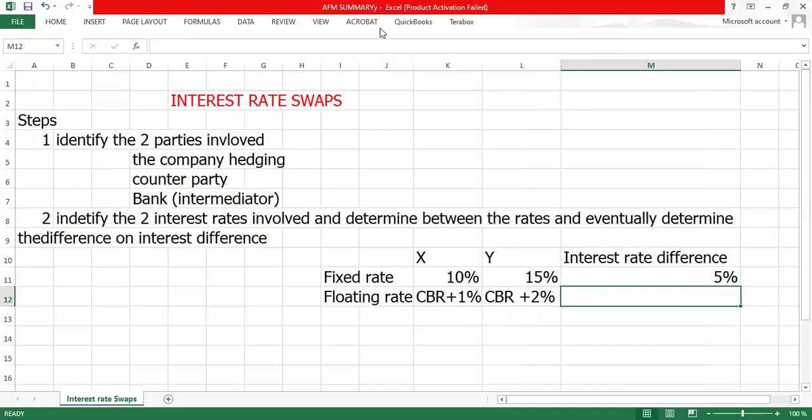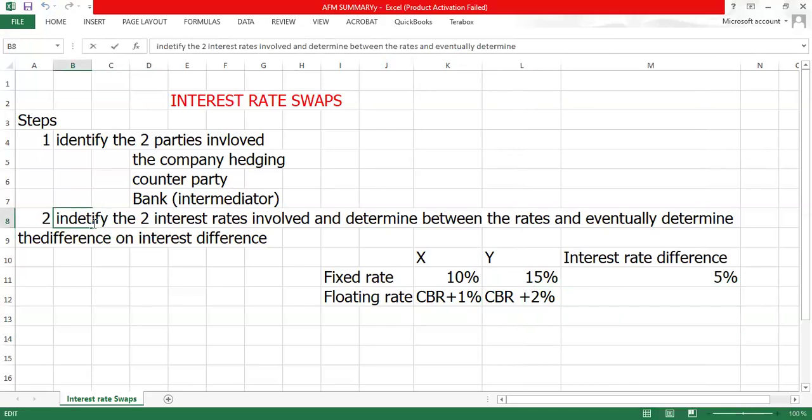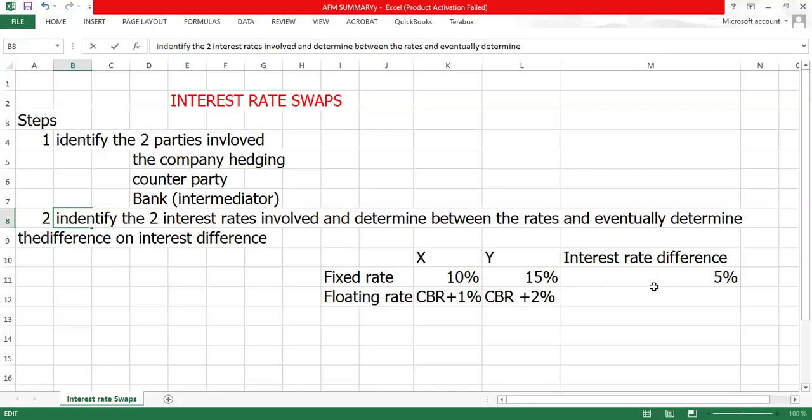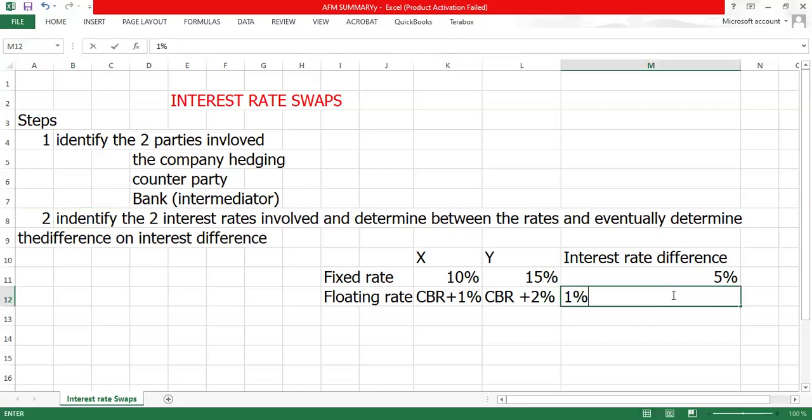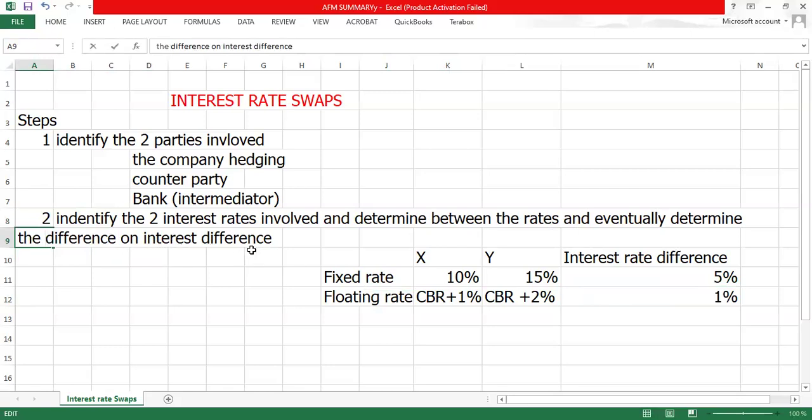So also go ahead and look for the difference. Identify the two rates involved, that is the fixed rate and the floating rate. Go ahead and determine the difference between the rates. After determining the difference between the rates, go ahead and determine the difference on the interest rate difference.